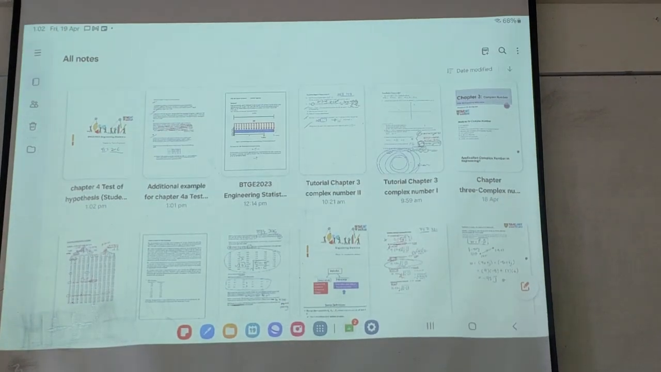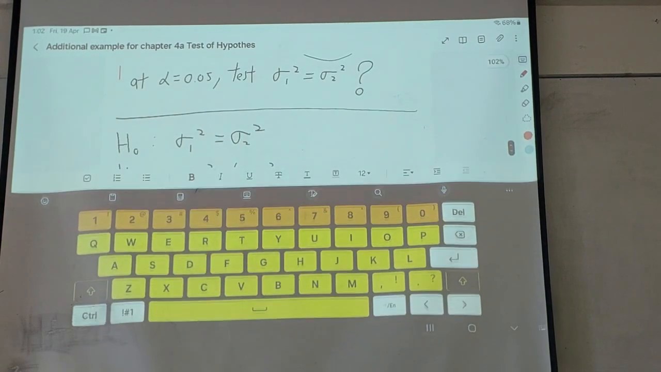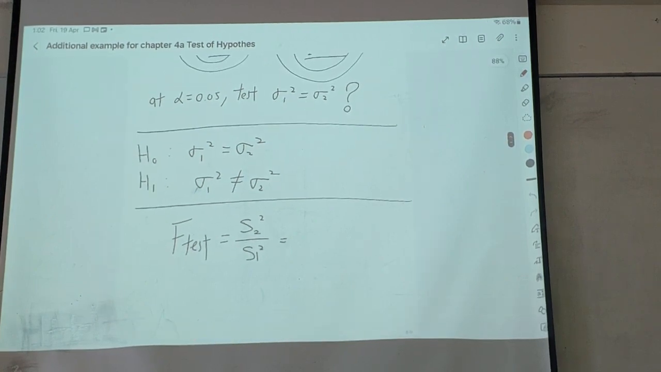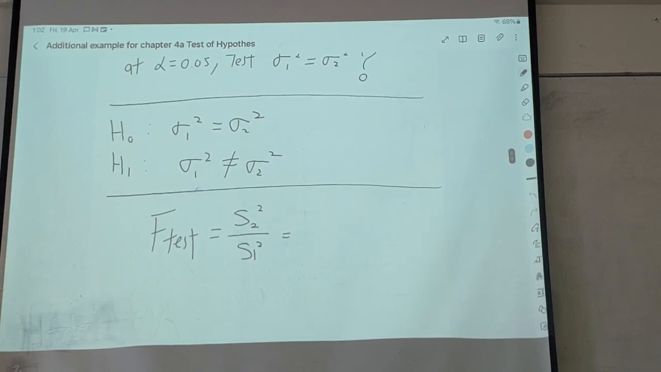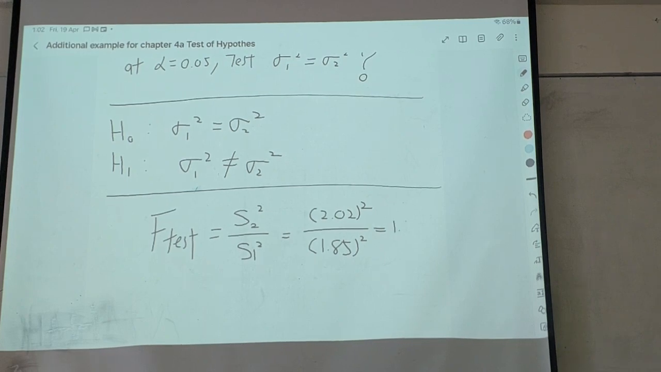So to apply this to our solution here, we have to choose S2 over S1, right? So in this case, it will equal 2.02 squared divided by 1.85 squared. So what do you get? 1.19. Okay, you will get 1.19.